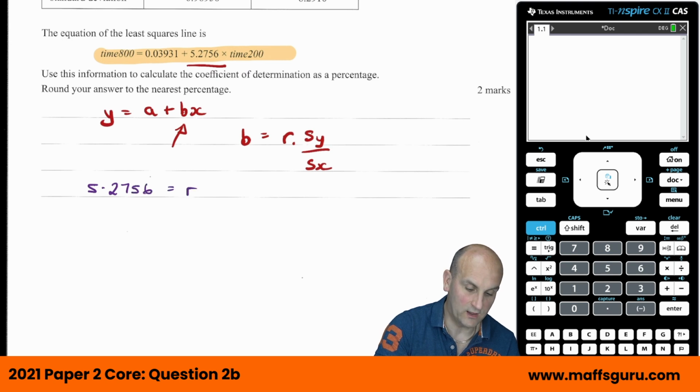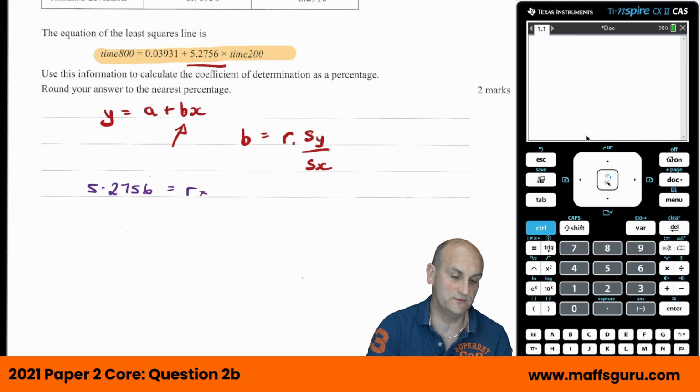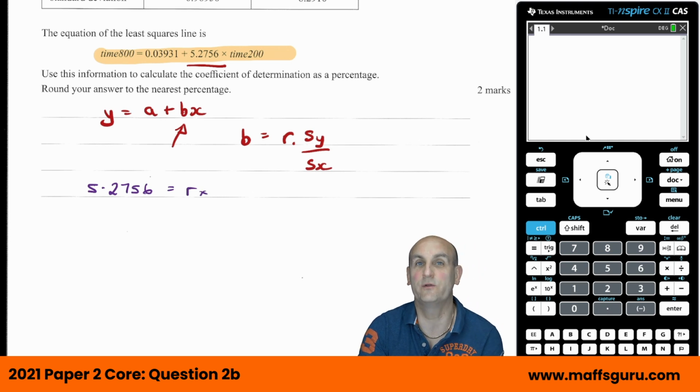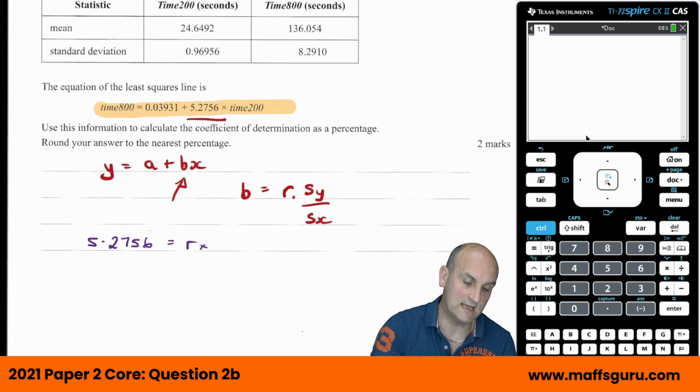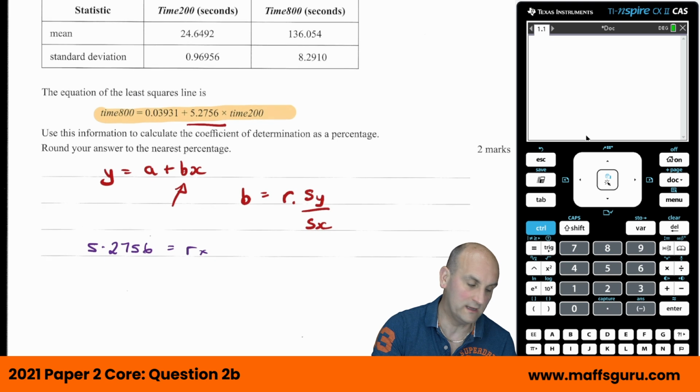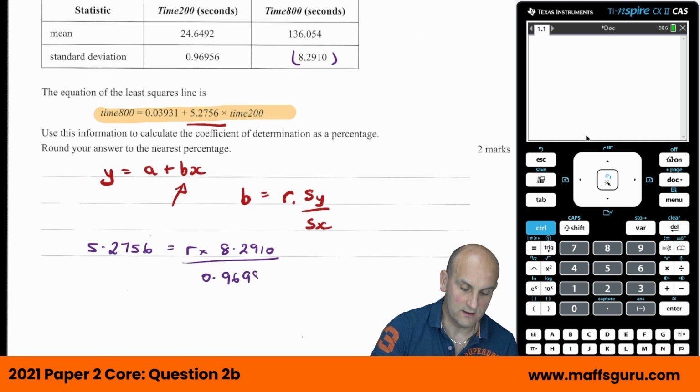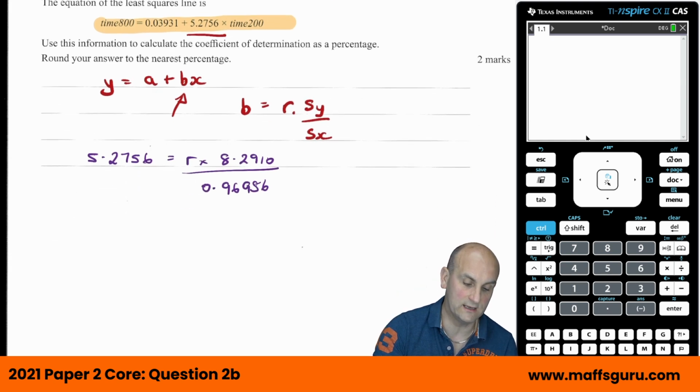So that value was given to me as 5.2756. That equals r times sy over sx, and we're trying to find r, because we want the coefficient of determination, and we have to find r first. They gave us sy. Again, we had to make sure we chose the right one, which was that one there. So that becomes 8.2910 divided by 0.96956.